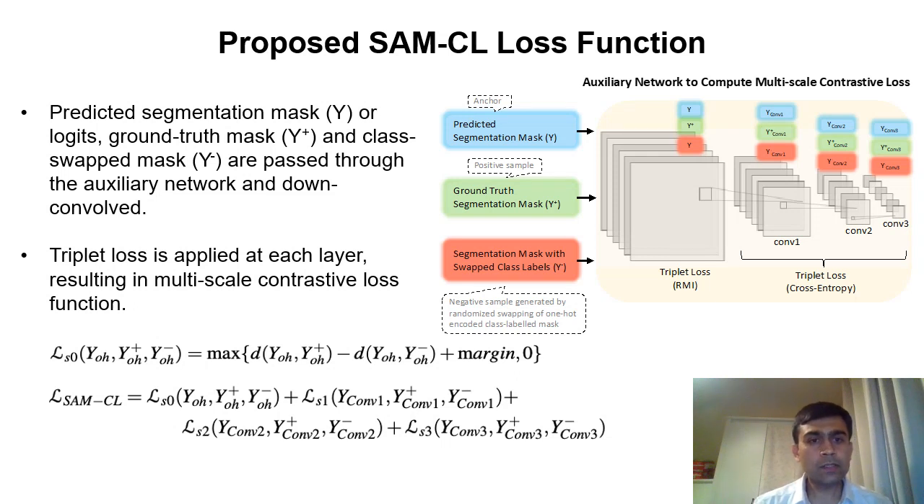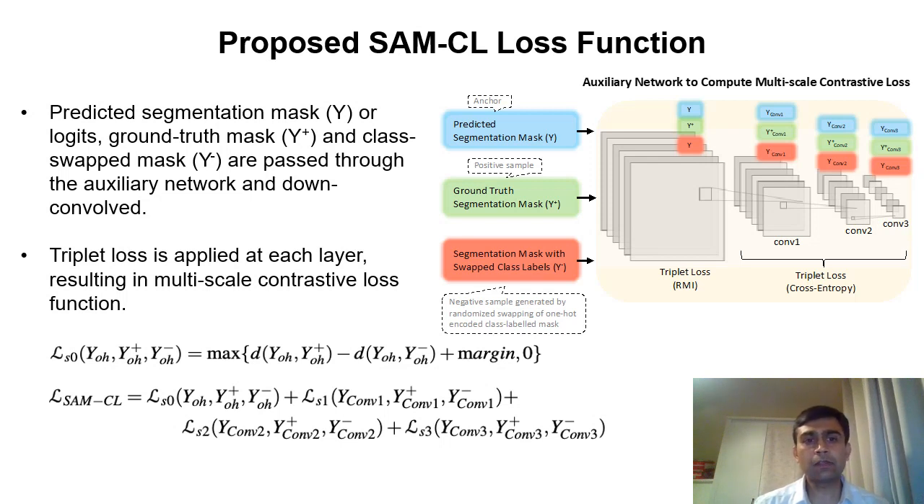We take the one-hot encoded ground truth segmentation mask, in which each channel contains a binary mask for the respective pixel class. We then randomly shuffle the channels such that the class labels of the shuffled, or class-swapped, mask do not match with the one-hot encoded ground truth segmentation mask.